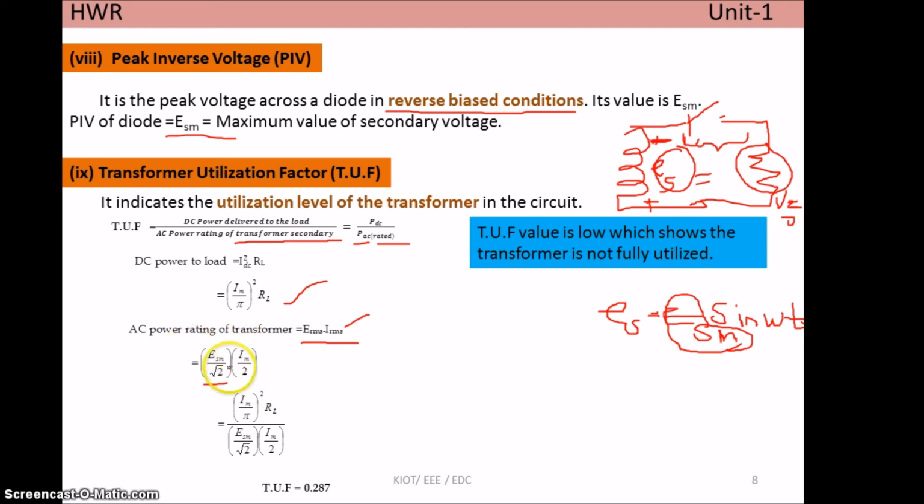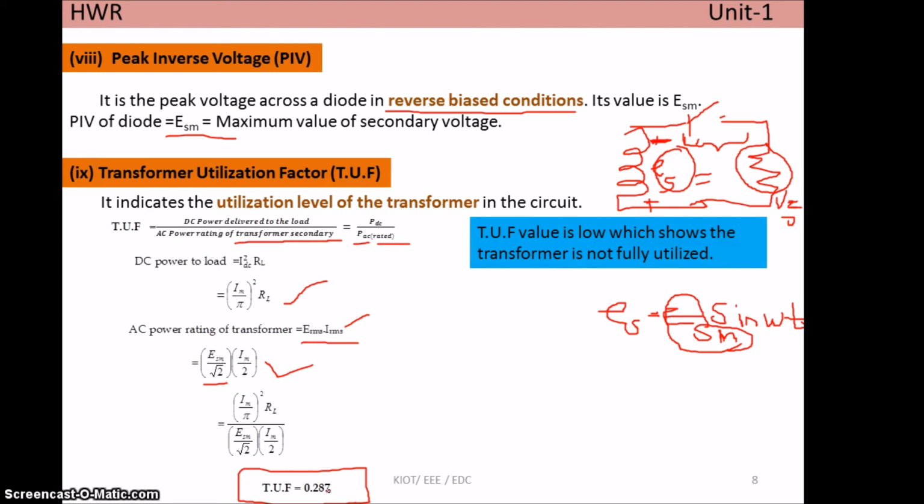When you substitute this value and this value in this equation, equation 1, for example in this formula, PDC is this one, PAC rated is this formula, substituted here. When you simplify, you will get the transformer utilization factor as 0.287, which indicates that only 28.7% is utilized effectively.